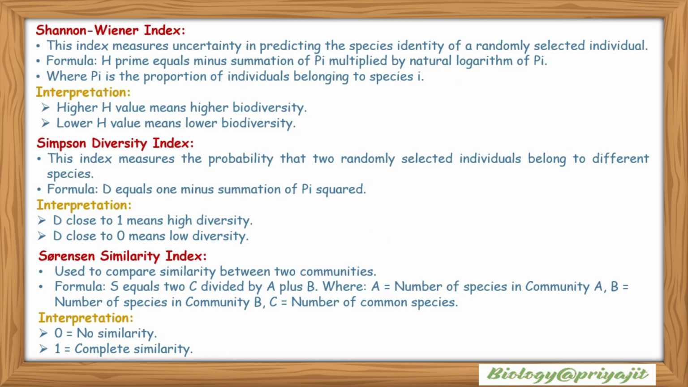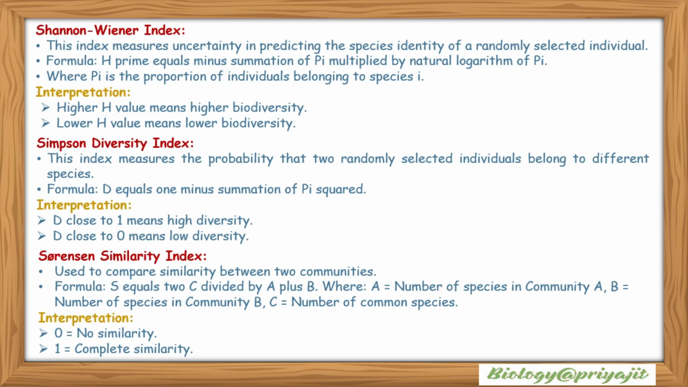Shannon-Wiener Index. This index measures uncertainty in predicting the species identity of a randomly selected individual. Formula: H prime equals minus summation of pi multiplied by natural logarithm of pi, where pi is the proportion of individuals belonging to species i.